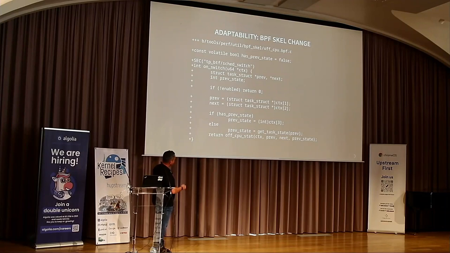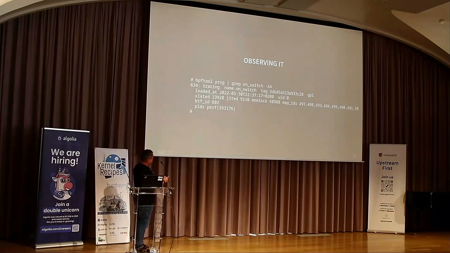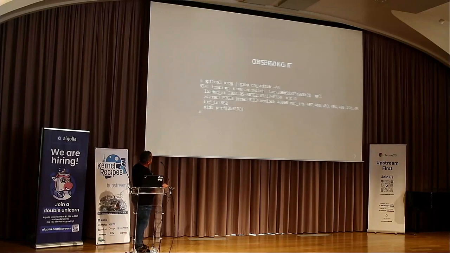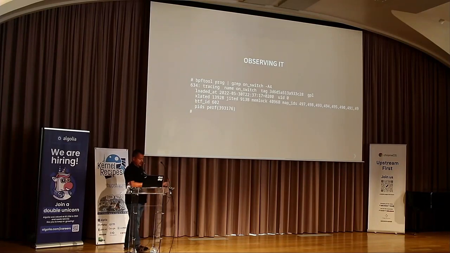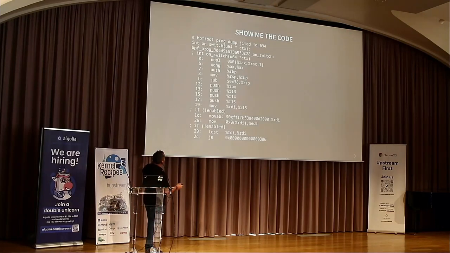So if I go and run it, I run it and leave it running here. This control C is just later on. And then while it's running, I can use bpftool and say, what are the programs that are running? And I know that the name of the program is on_switch, and I ask for four lines. And then it says, oh, it's on_switch, and then several pieces of information about the BPF program. It says it was perf that put it in place, and then there are several maps that are associated with it.